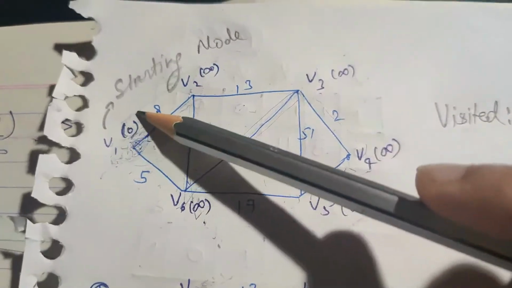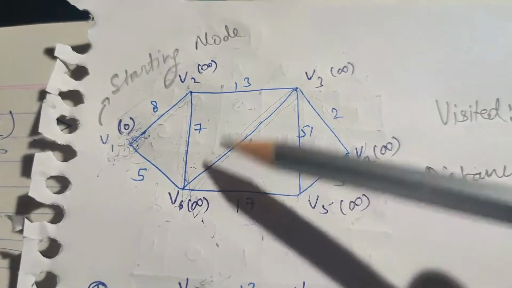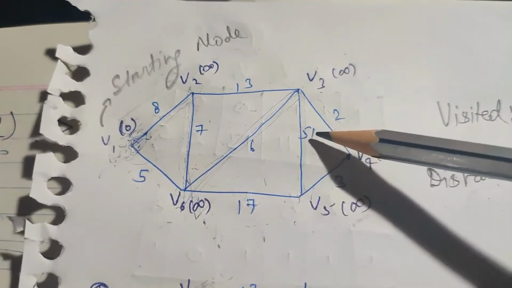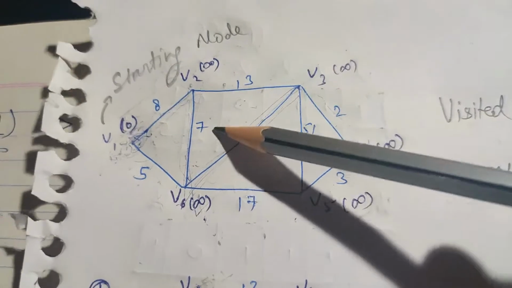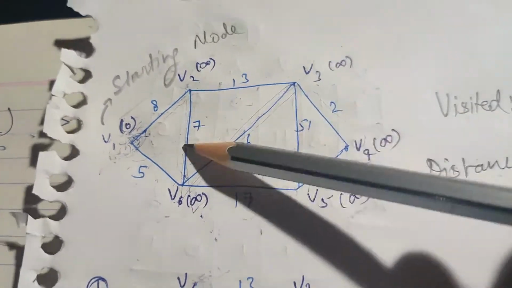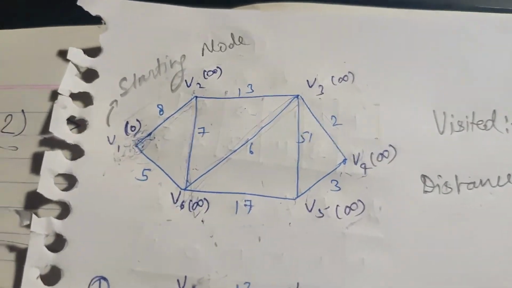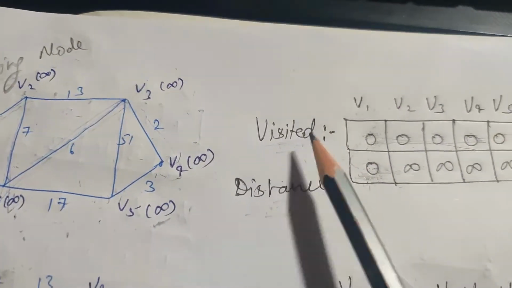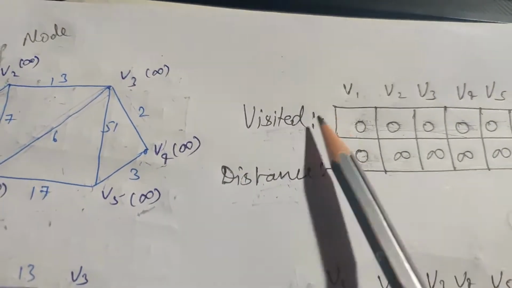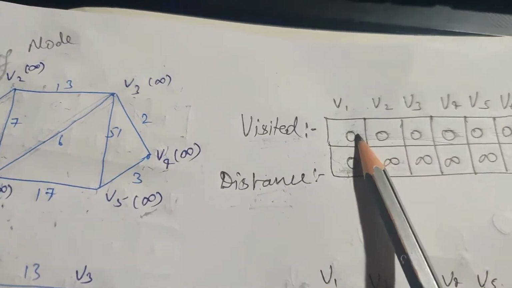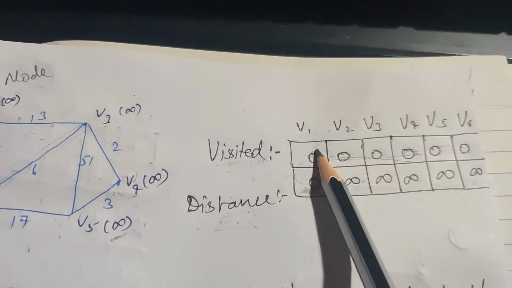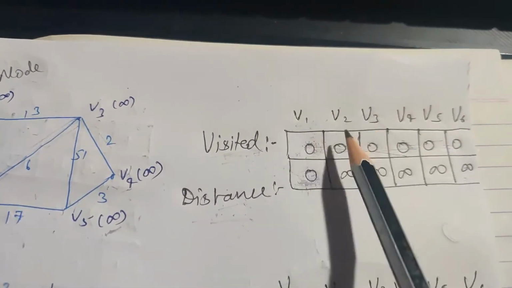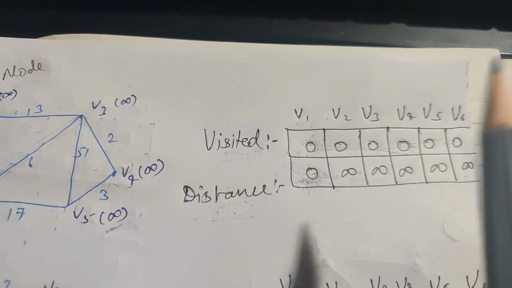This is the starting node we have assumed for this example graph, and these are the weights or the distances of each edge. So what do we do in it? We take two arrays. Let visited be an array and distance be an array. The visited array contains the visited status of all nodes v1 through v6, where 0 indicates unvisited status and 1 indicates visited status.